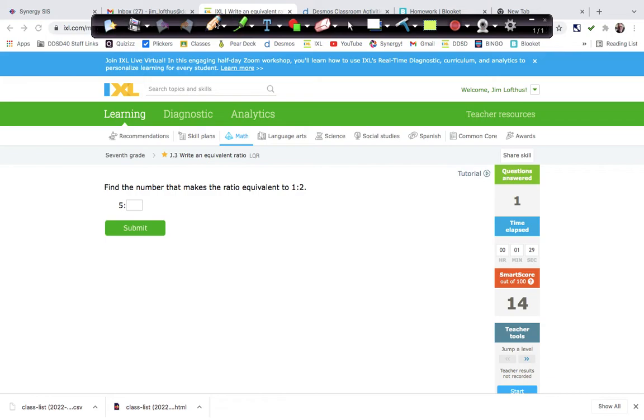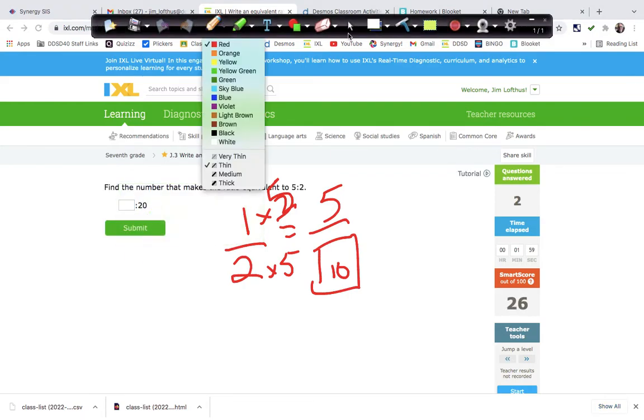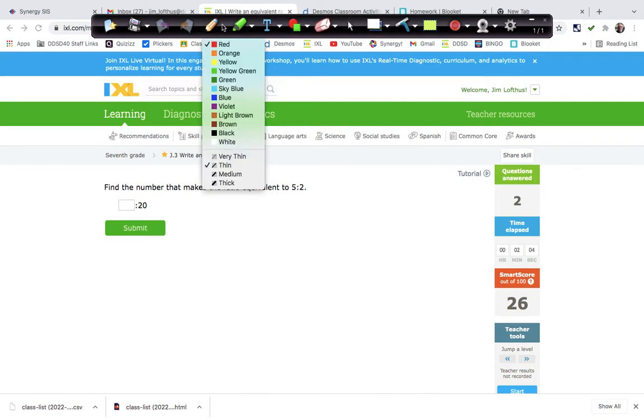So we're going to do, I'm going to write it this way, 1 to 2 equals 5 to an unknown. The multiplier is 5. 2 times 5 is 10. So if you happen to be missing some of these every once in a while, go ahead and just write them down like this and put them in the form of a fraction that you're probably more familiar with compared to a colon. And the order does matter.